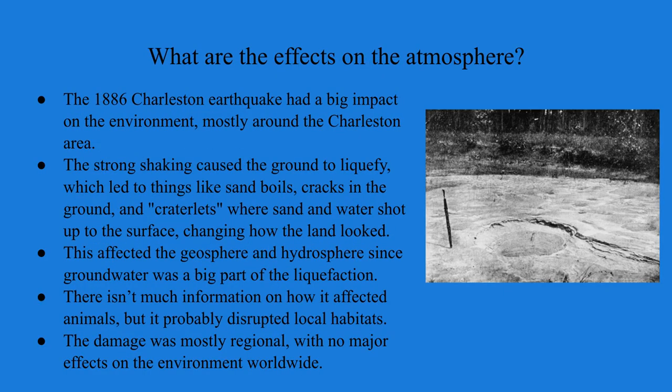The 1886 Charleston earthquake had a big impact on the environment, mostly around the Charleston area. The strong shaking caused the ground to liquefy, which led to things like sand boils, cracks in the ground, and craterlets where sand and water shot up to the surface, changing how the land looked. This affected the geosphere and hydrosphere since groundwater was a big part of the liquefaction.